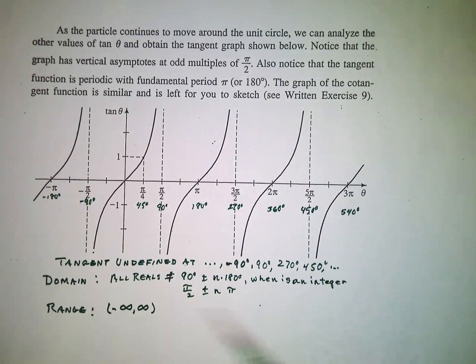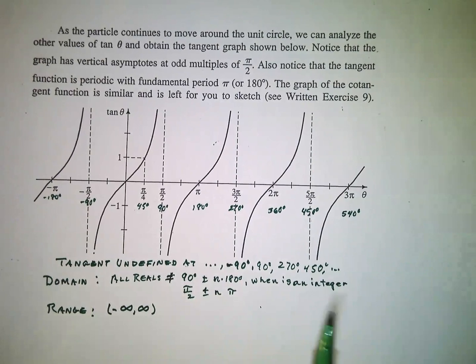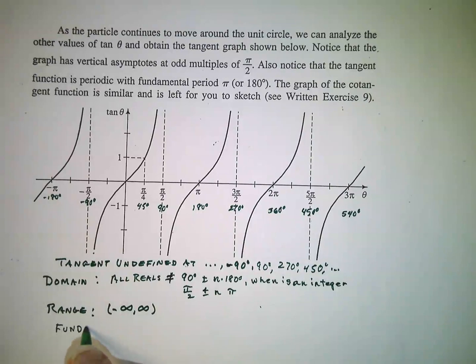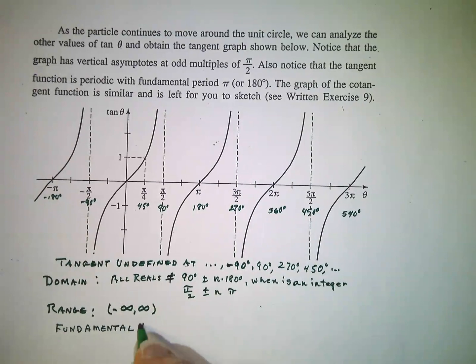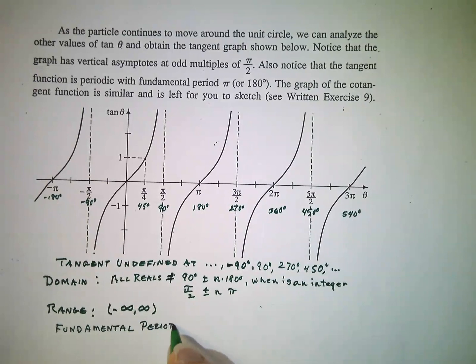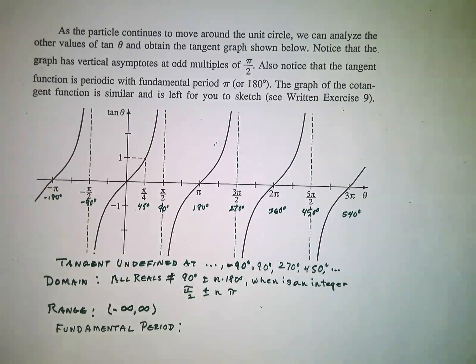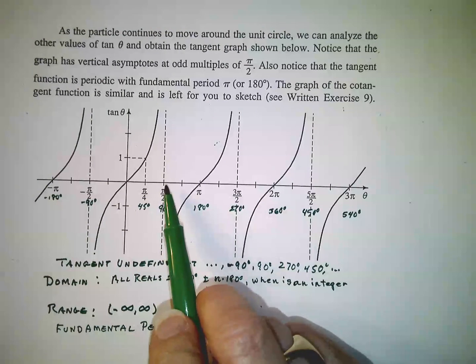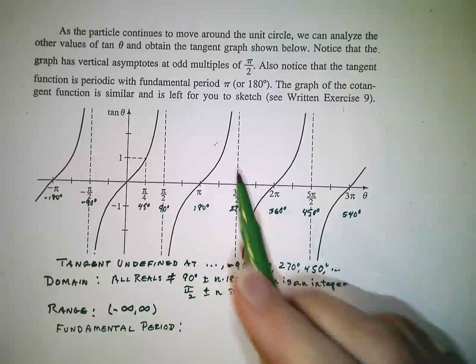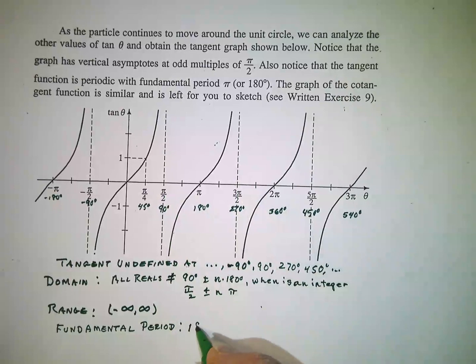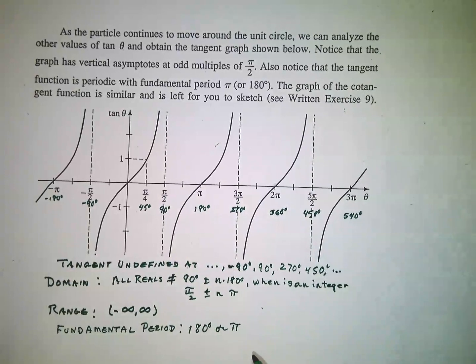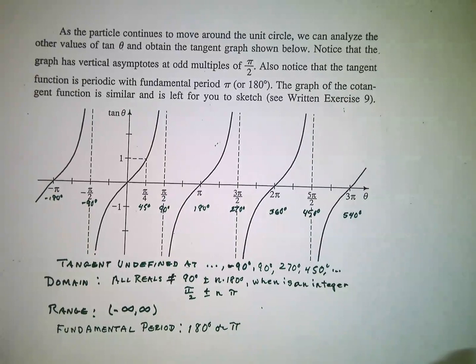Now the sine and cosine functions were periodic, and oddly enough, so is the tangent function. This is a periodic function. But its fundamental period is not a whole trip around the circle like it is for sine and cosine. Fundamental period goes from negative 90 to 90, goes again from 90 to 270. So the fundamental period here, it takes 180 degrees, or pi, not 2 pi. Every 180 degrees or every pi radians, the pattern repeats.